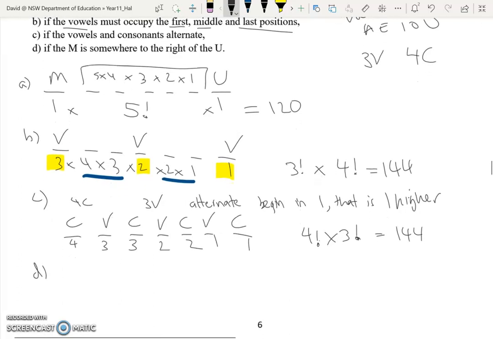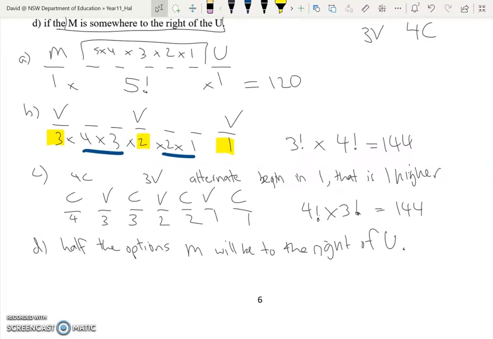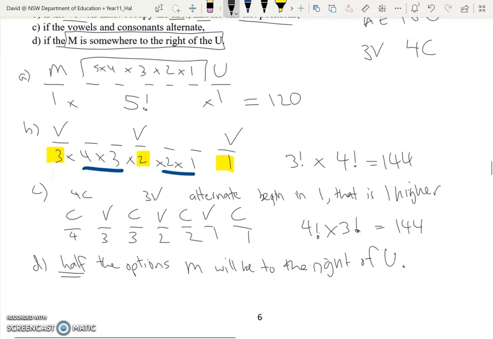D. If M is somewhere to the right of U. Whenever you've got one of these where something is to either the left or to the right, the key thing that you've got to logically understand is that half the options, M will be to the right of U, and the other half of the options M would be to the left of U. So the key thing is you do half the total number of options.